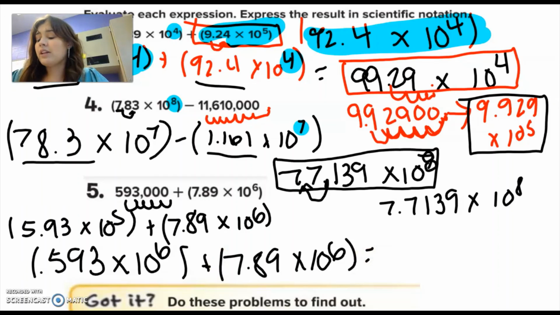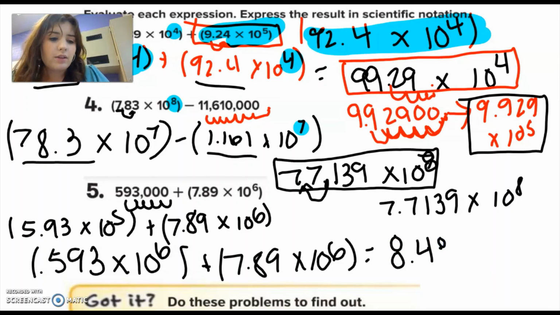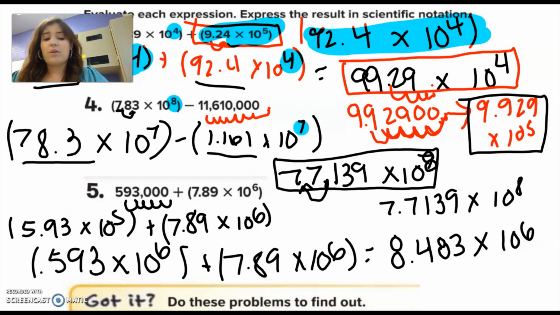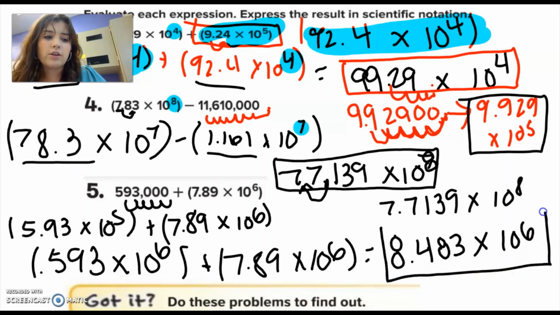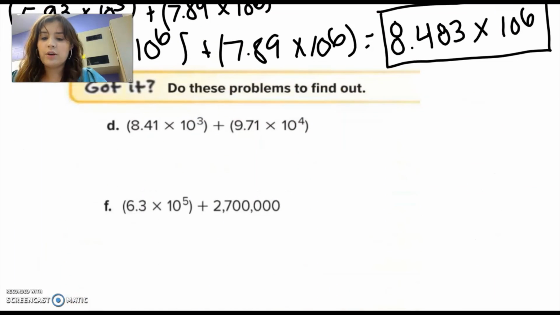After that, we just add our beginning numbers. We get 8.483 times 10 to the 6th. And from here, we know that this scientific notation is correct, so we are finished. So while you guys are trying D and F, remember, your first step is going to match your exponents. And then you're going to add your front numbers and correct the scientific notation.